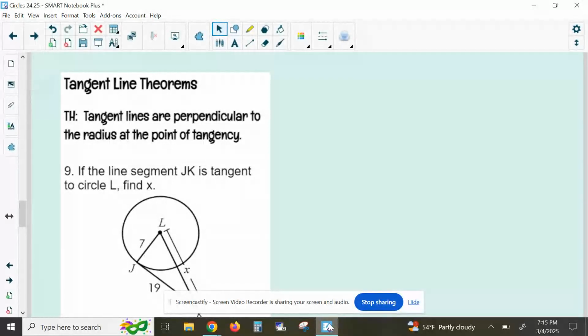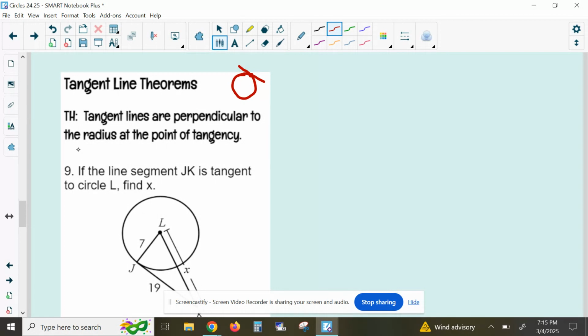So we have some tangent line theorems. Now, first thing, let's recall what a tangent line is. A tangent line, remember, is a line that's going to touch your circle in exactly one spot. So that means it's just going to touch the edge in one spot. It's always going to look something like, if you have your circle, it's going to be touching the edge and it's only going to hit in one little spot. And remember, that little spot is called the point of tangency, wherever it hits.